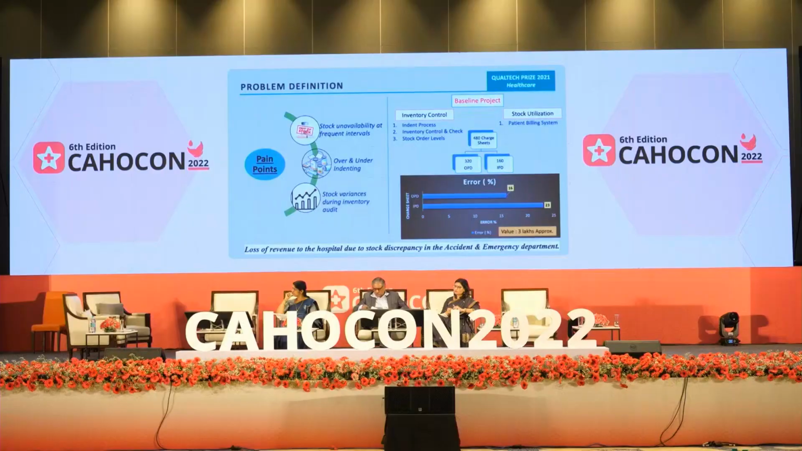So we studied 480 such chart sheets, and to our surprise, we came to know that there were 16% and 23% billing errors in the OPD and IPD chart sheets. The value, approximately, was around 3 lakh rupees, making an average loss of 92,000 per month. We started with something different, our problem was different, and we revealed something else.